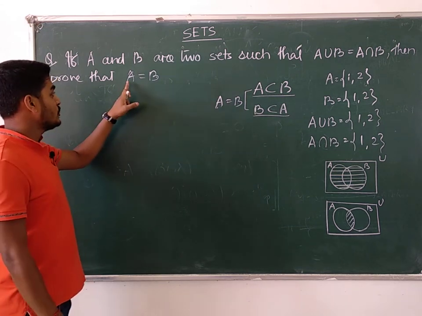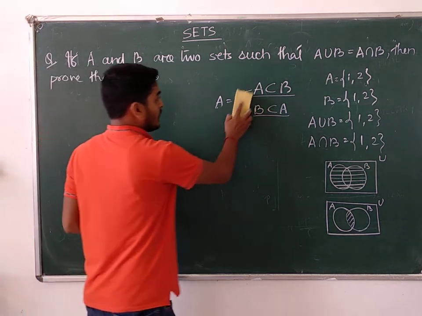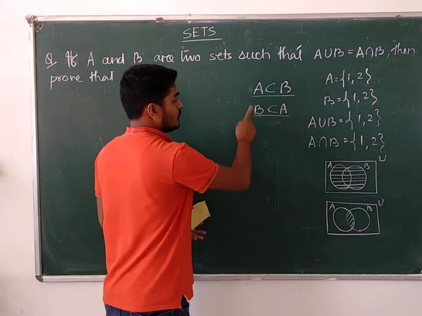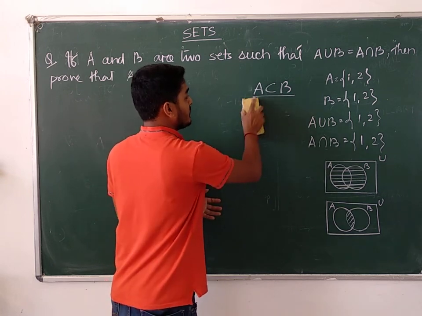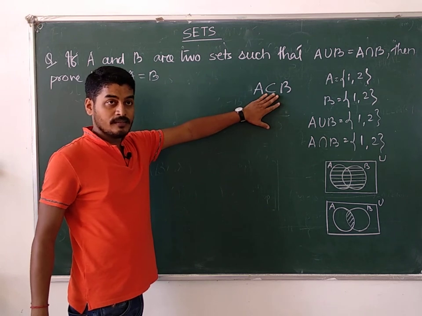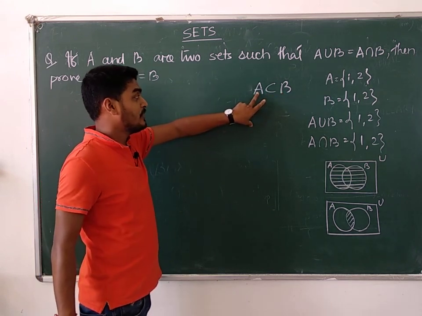That means first of all we will show that A is a subset of B and another is B is a subset of A. How can you prove that A is a subset of B? Listen. A is a subset of B means to be a subset, all the elements of A should be there in B. We will consider an arbitrary element from the set A.